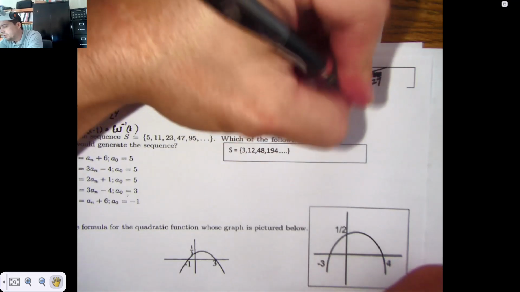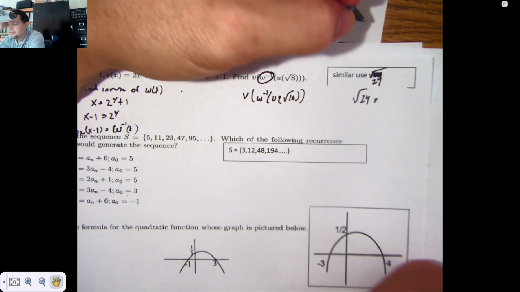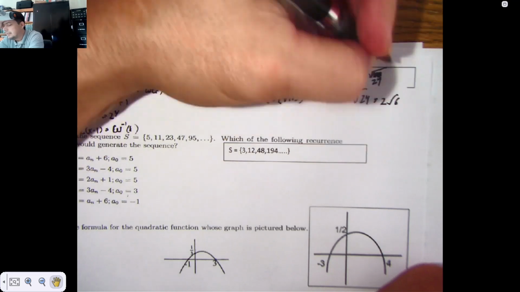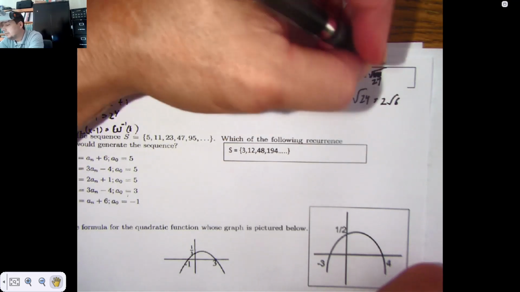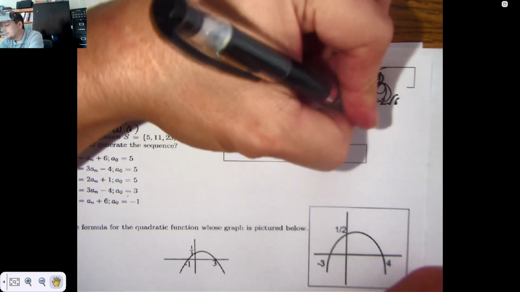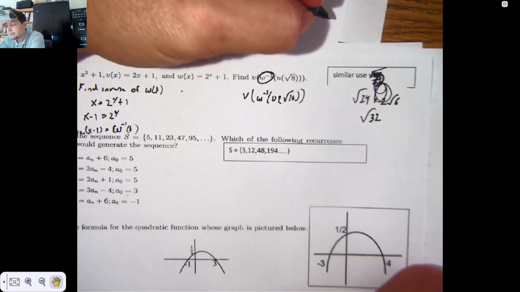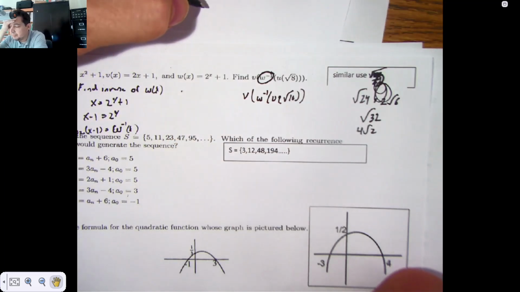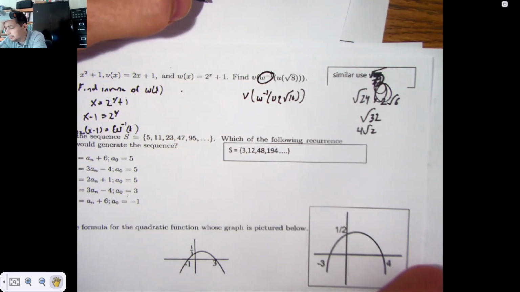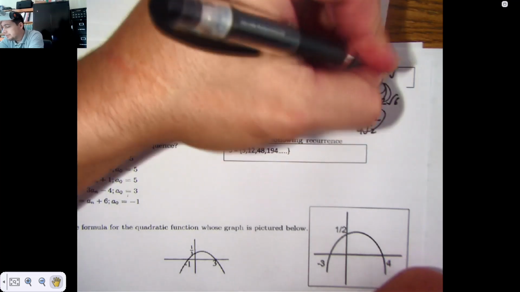Now root 24 is going to be 2 root 6. And that's not going to work either. Fudge. Try root 32. Root 32 is going to be 4 root 2. There's a reason I'm using that number because I think I know how this problem works out. I haven't done it, but I think I know how it works out. So that needs to be root 32.